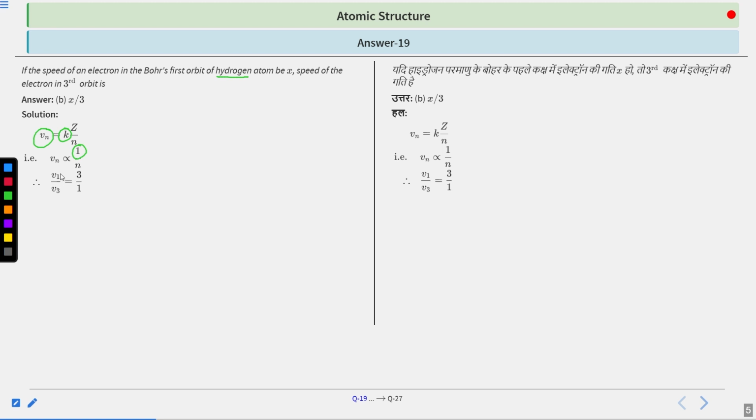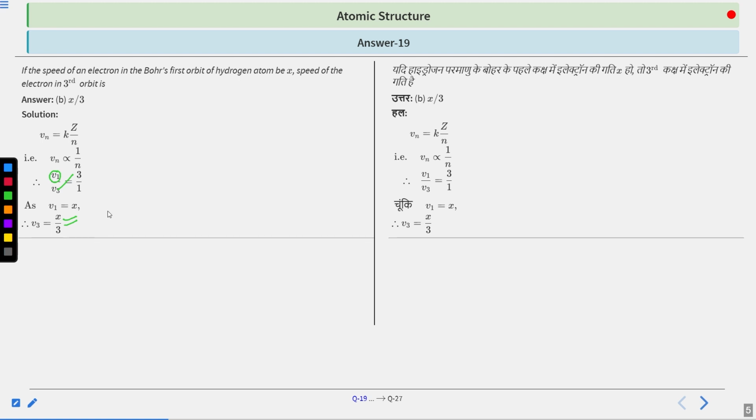Now, if you take V1 by V3, that will give you how much? For V1, it will be 1 by 1. For V3, it will be 1 by 3. So if you take this ratio, that will give you 3:1. Now, V1 is already given as x. Hence, we can say that V3 is equal to x by 3. So V1 value is x, and if you bring V1 here, V3 here, it will give you x by 3 as your correct answer. Clear? Very easy to solve.